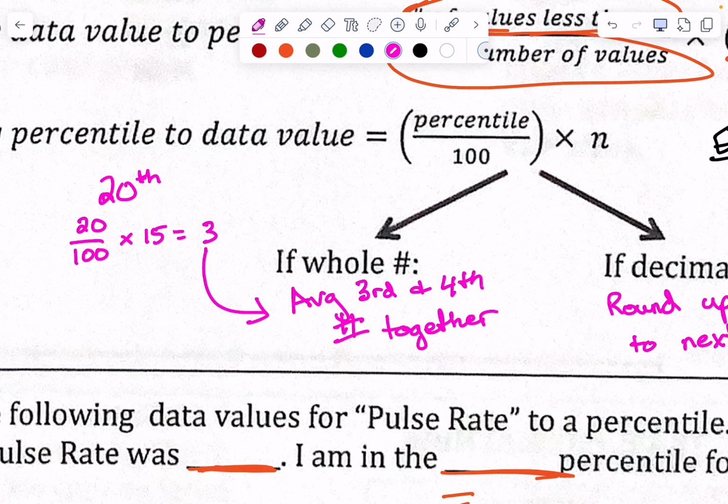Can you put them in order? Because if you go with the third person, now there are only 2 people smaller than them. But if you go to the 3.5 person, there are now 3 below you.